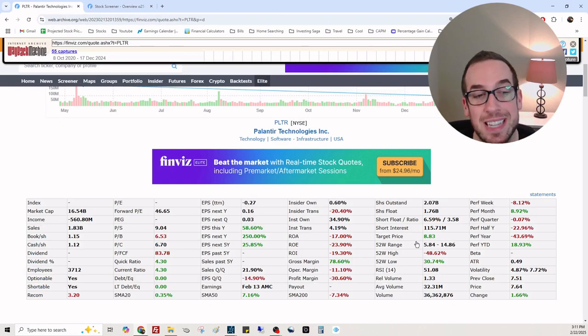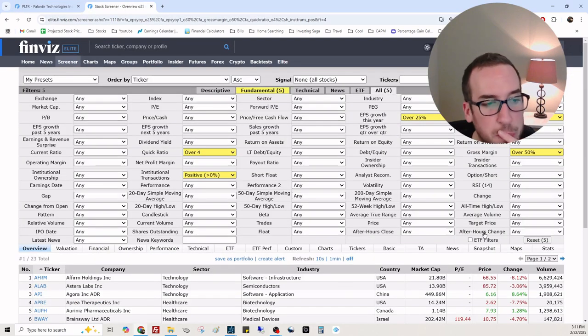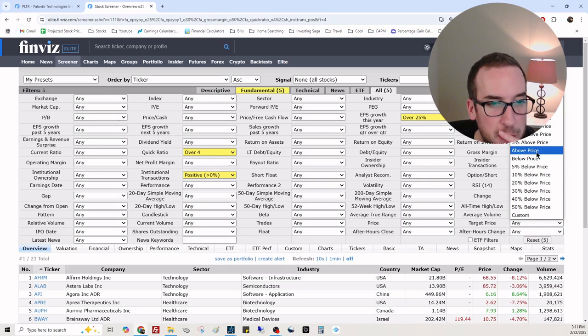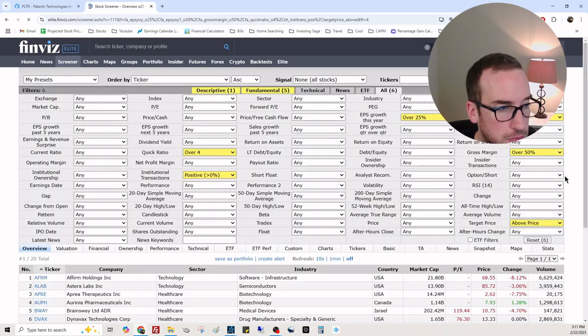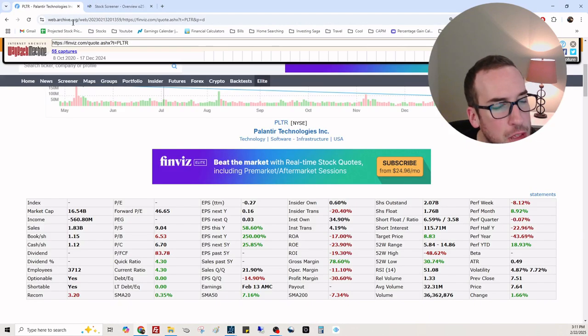The target price is above the current price. I think that's important-ish. Target price is above price. We went from 23 stocks to 18. 20, okay.